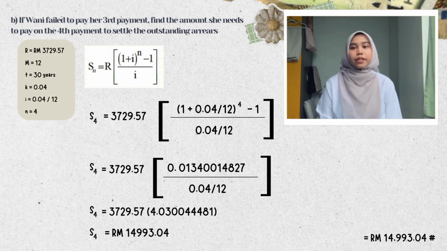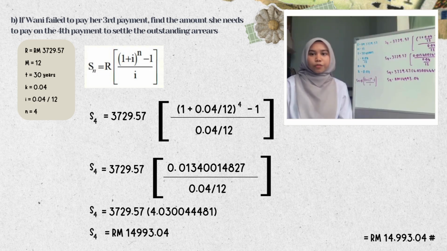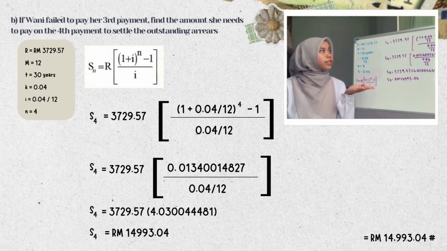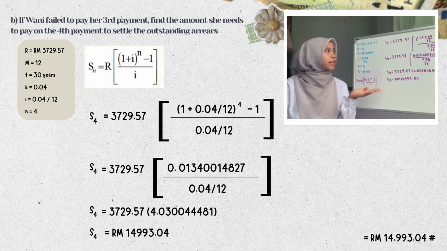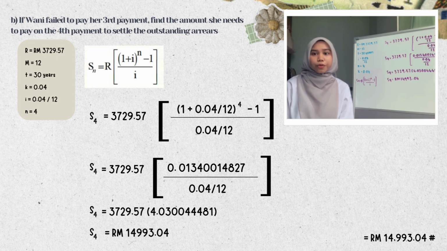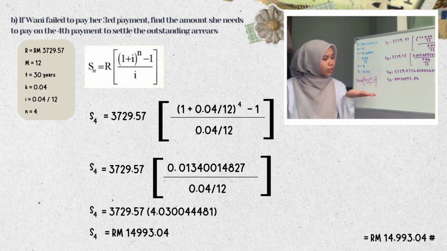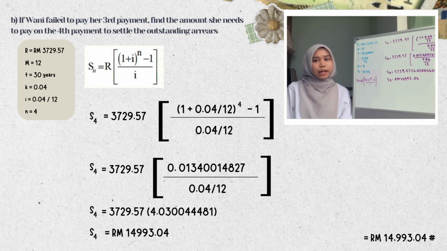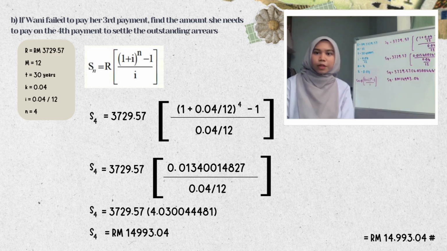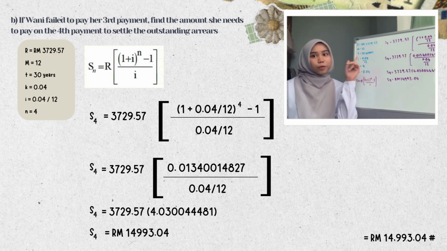So here is another example of a question with a special case. If Wani failed to pay her third payment, find the amount she needs to pay for her fourth payment. From the question, we know that R equals 3,729 ringgit 57 cents, M equals 12, T equals 30 years, K equals 0.04, I equals 0.04 divided by 12, and N equals 4. For this question, we will use the formula over here. The formula is Sn equals R multiplied by ((1 plus I) to the power of n minus 1) divided by I. We can just fill in this formula with the information that we know.